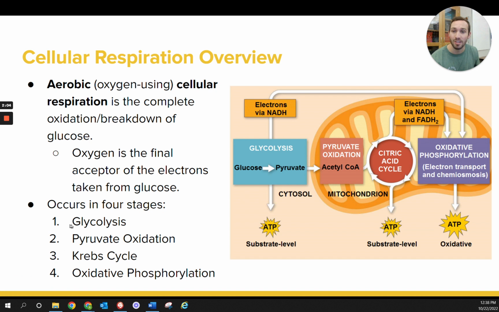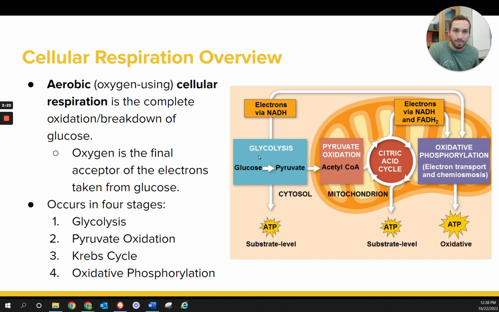Aerobic cell respiration, we could break into 4 stages, and in these notes we're going to look at the first 3 stages. This picture gives you a nice overview of what we're about to talk about. Starting with glycolysis, that takes place in the cytosol, so this process called glycolysis is outside of the mitochondria.